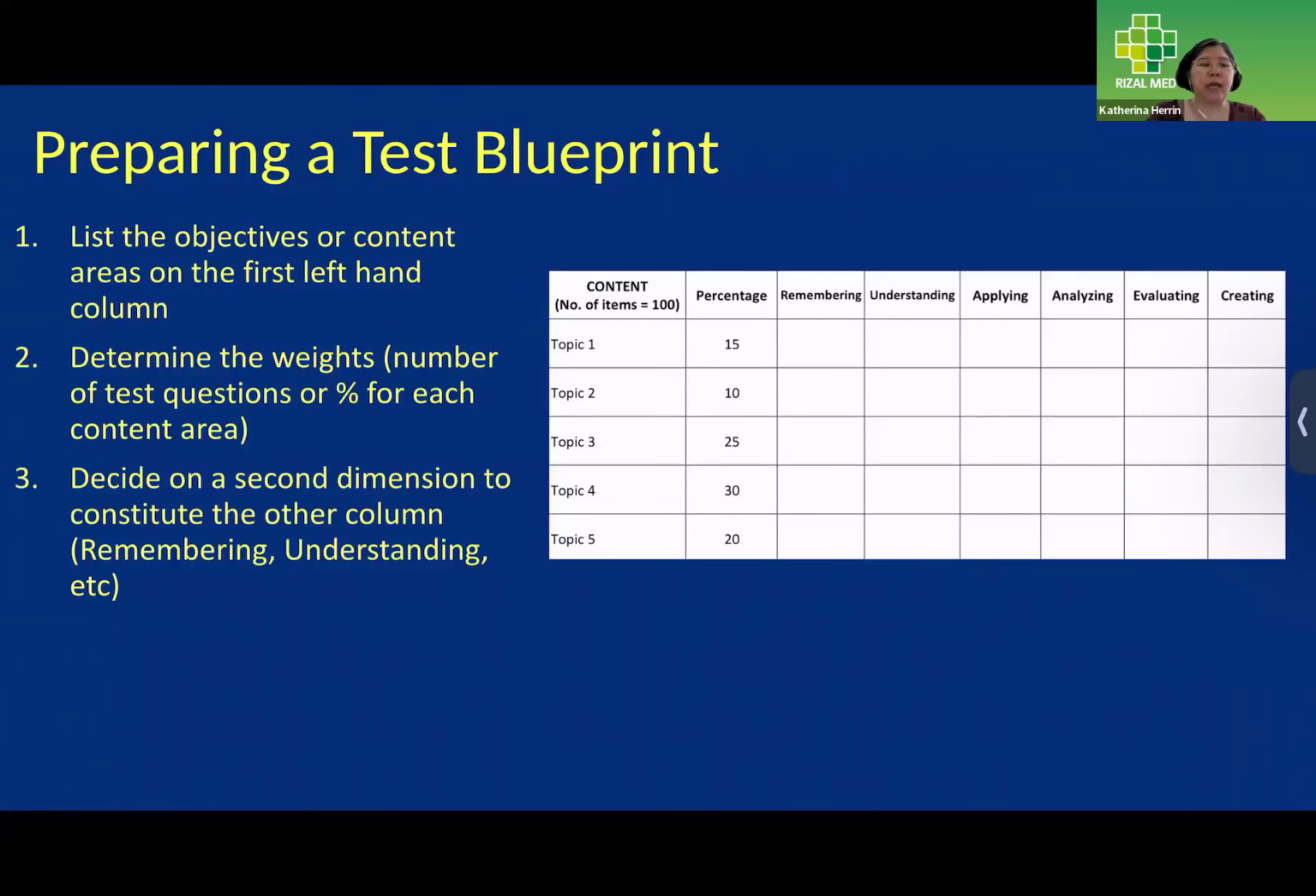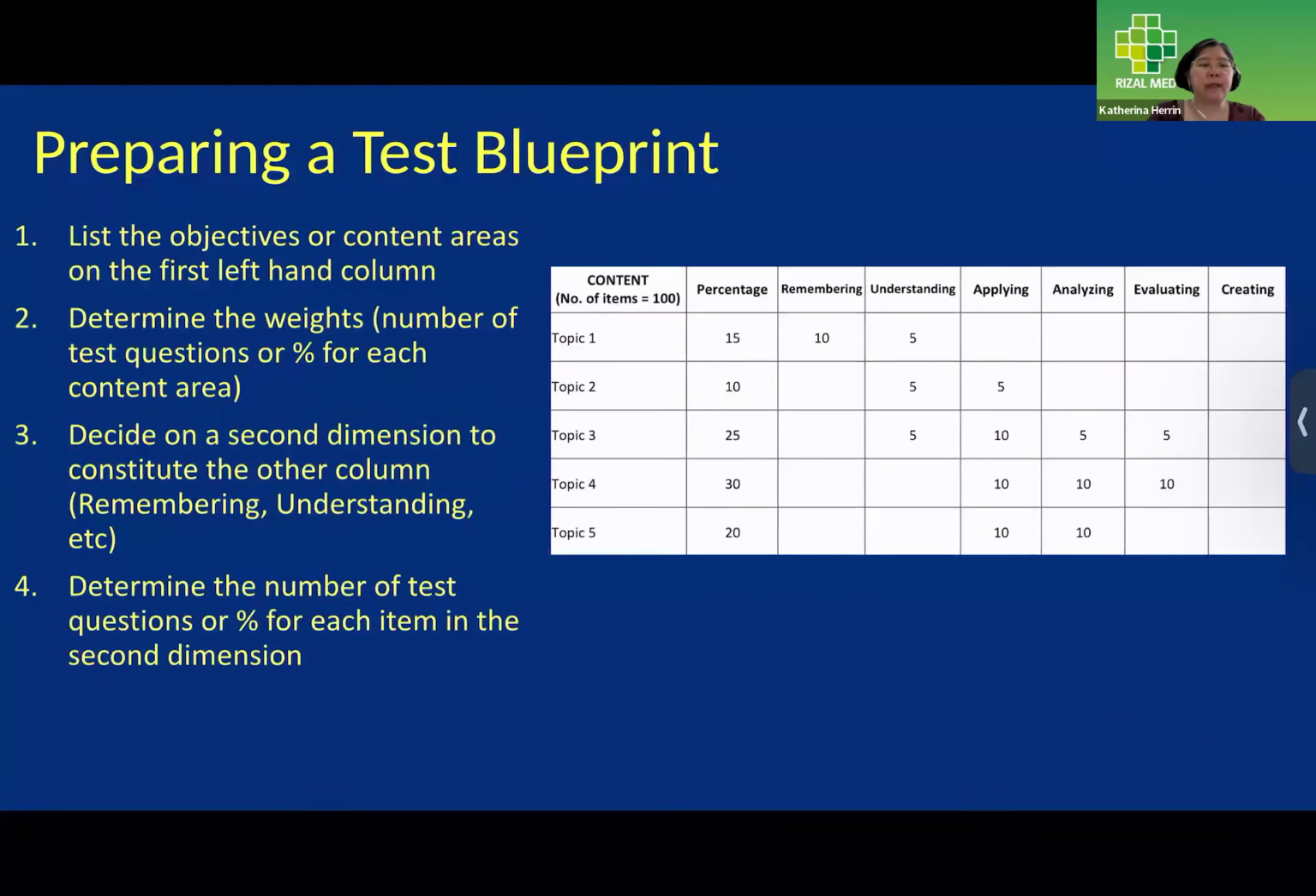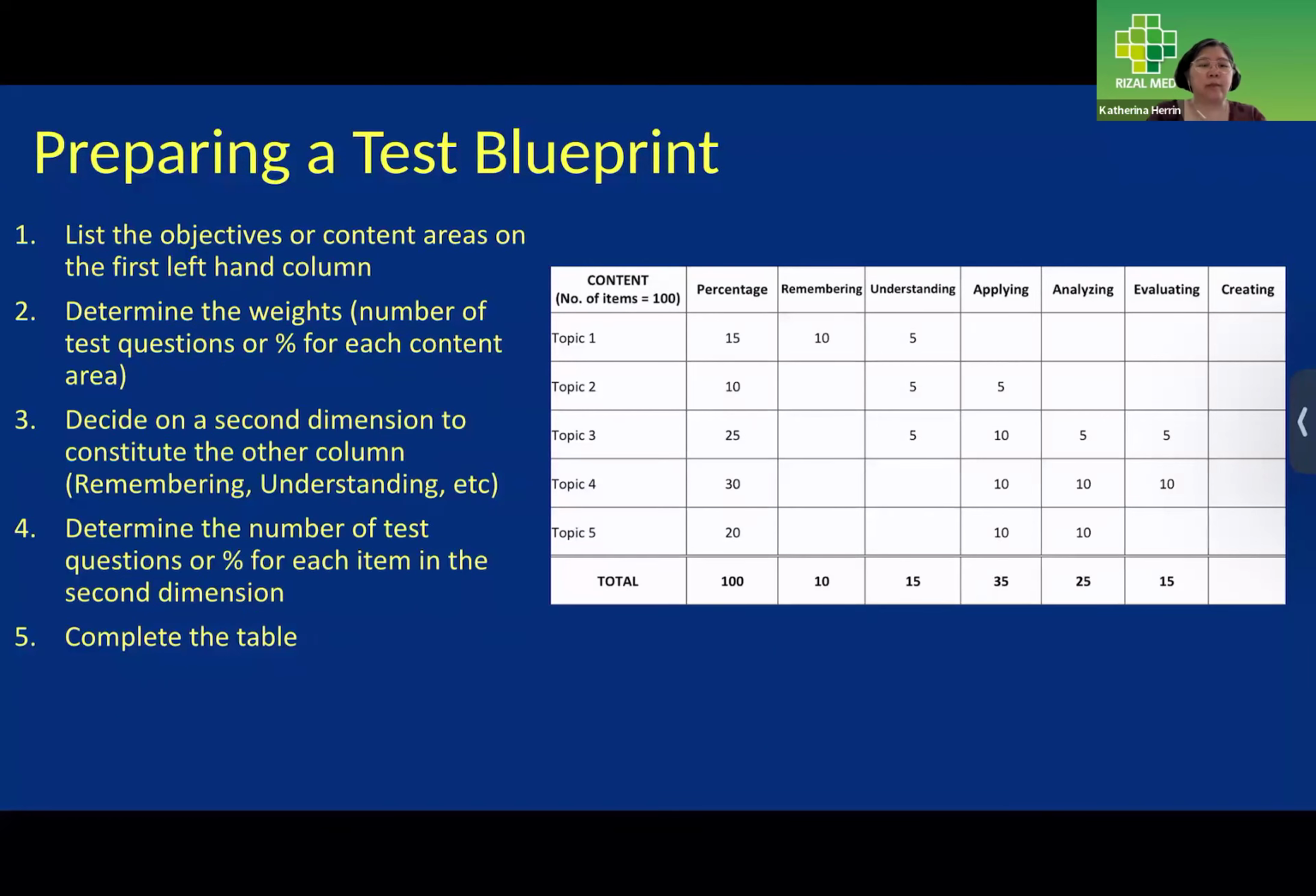After which you decide on a second dimension to constitute the other columns. Will you be creating questions that are analyzing, evaluating? On a side note, please remember that MCQs can never test for creating. So please make sure that this column is unfilled for MCQs. Then you determine the number of test questions or percentage for each item in the second dimension. Lastly, you complete the table.